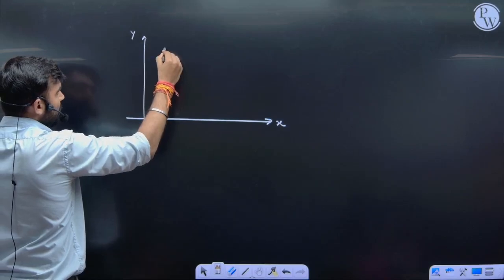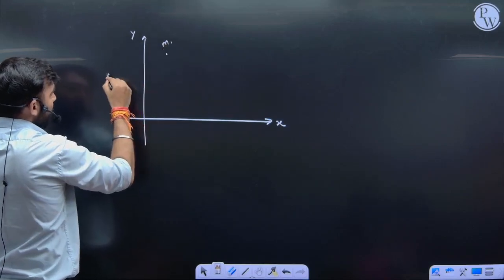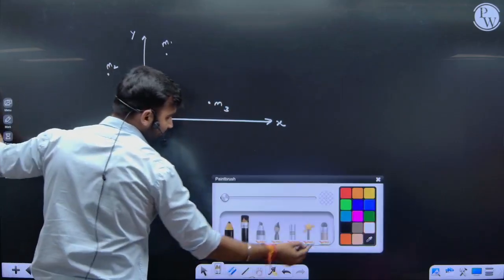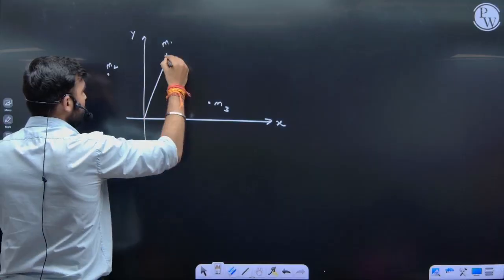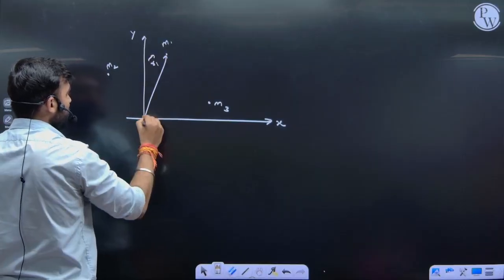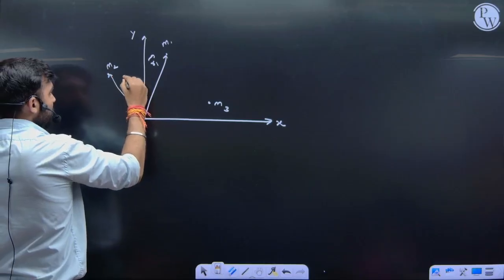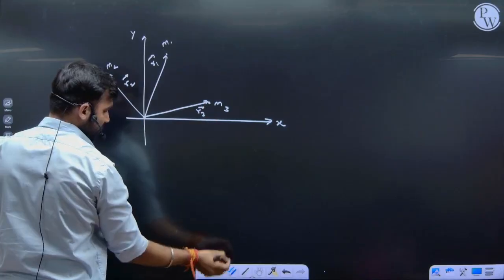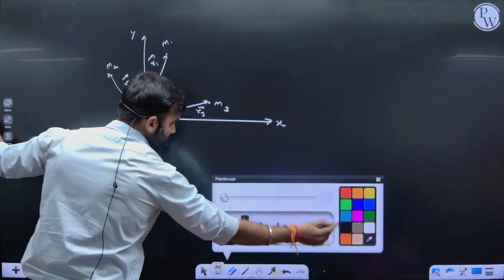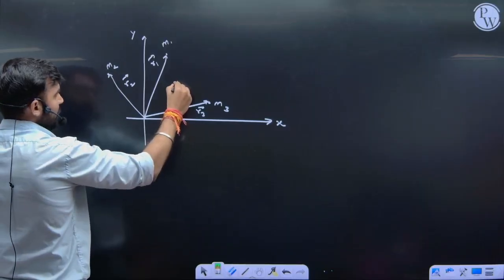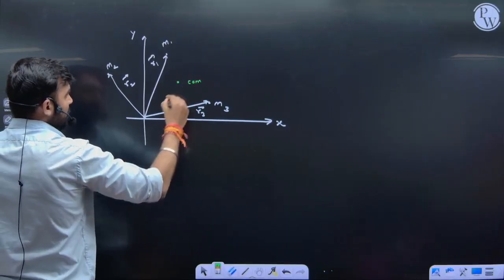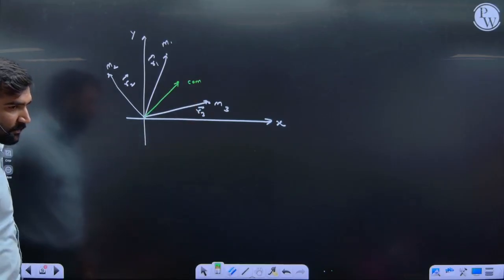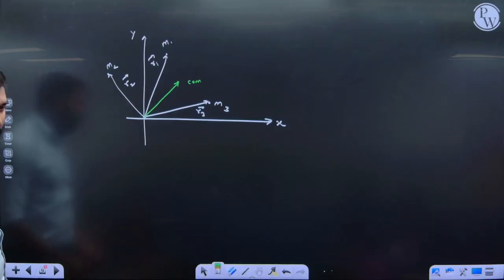Everyone please see. M1, let's say M2, let's say M3. Their position vectors are given like this. R1 is given, R2 vector is given, R3 is also given. Correct? Let's say the center of mass is here. This is the position of center of mass.